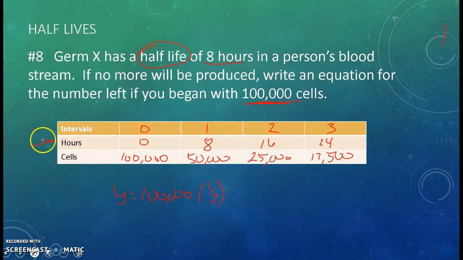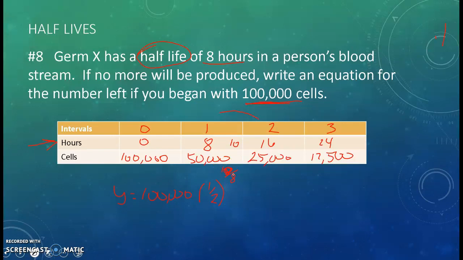But we want the x to represent hours, not necessarily intervals. And so, for example, the first interval, if this is 1, would actually represent 8 hours later. If we raise this to the first power, that's going to represent 8 hours. And so suppose that I want to figure out what is going to be left after 10 hours, which is somewhere between 8 and 16. Well, that's going to be somewhere between 1 and 2 intervals. And what we're going to do then is raise it to the 10 over 8th power.